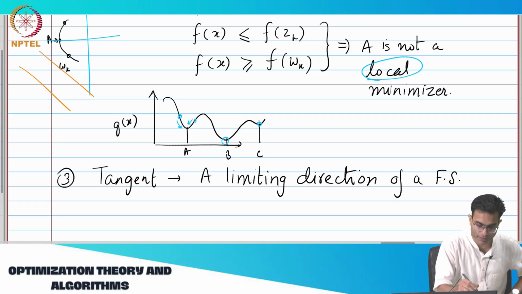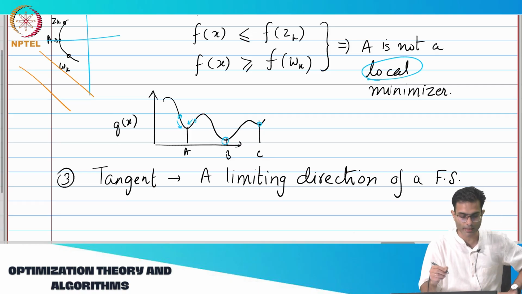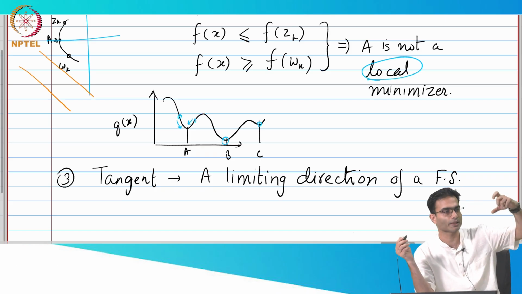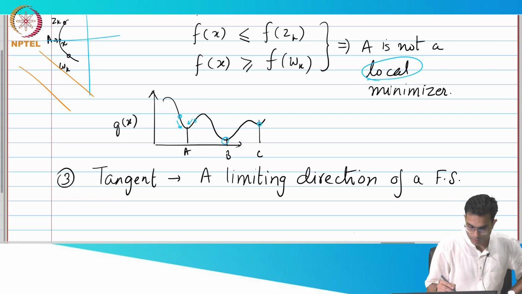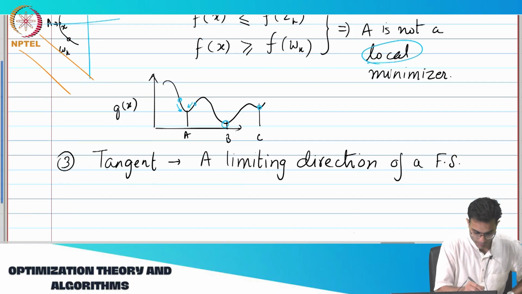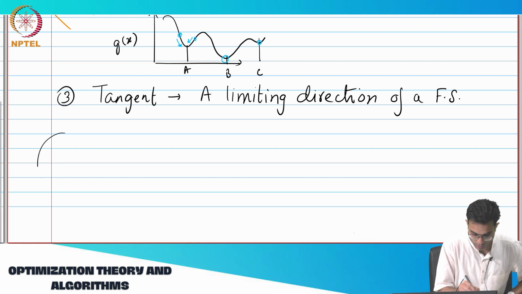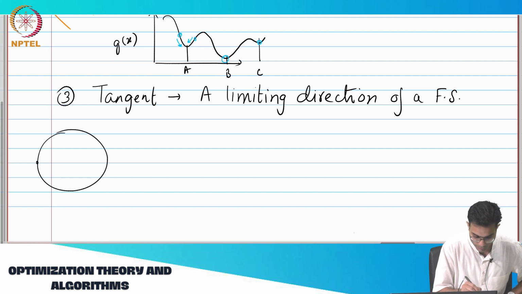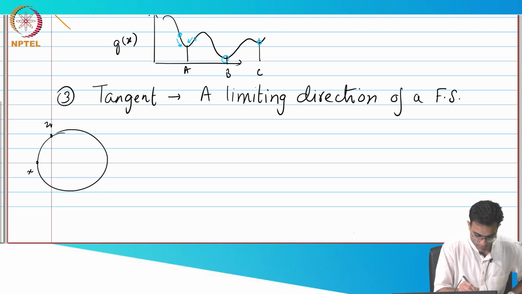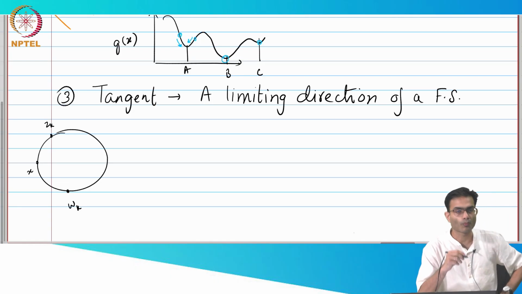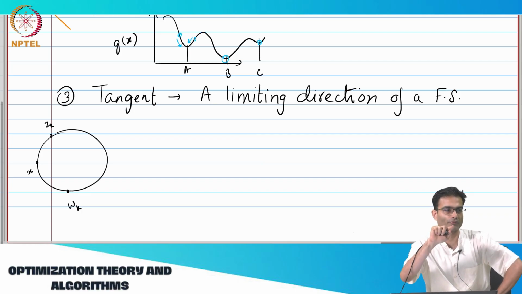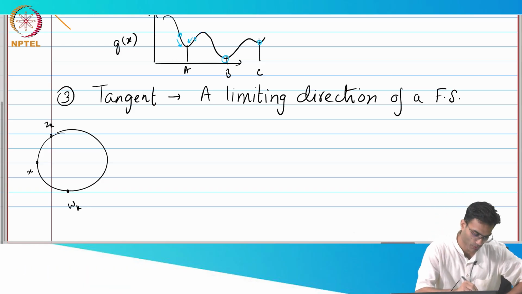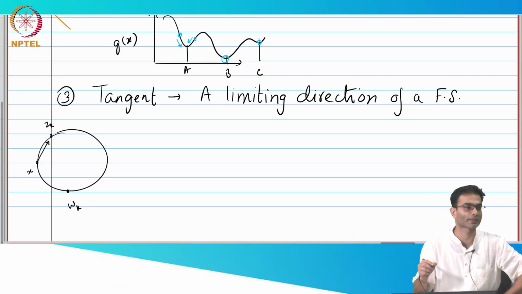So keep this diagram in mind over here. This is my zk, this is my a. Maybe I need to draw this again. This is my point x, this is my point zk, this is my point wk. So what is x minus zk? Which way does it look? I can draw a line from x to zk, right? So this is my x to zk.